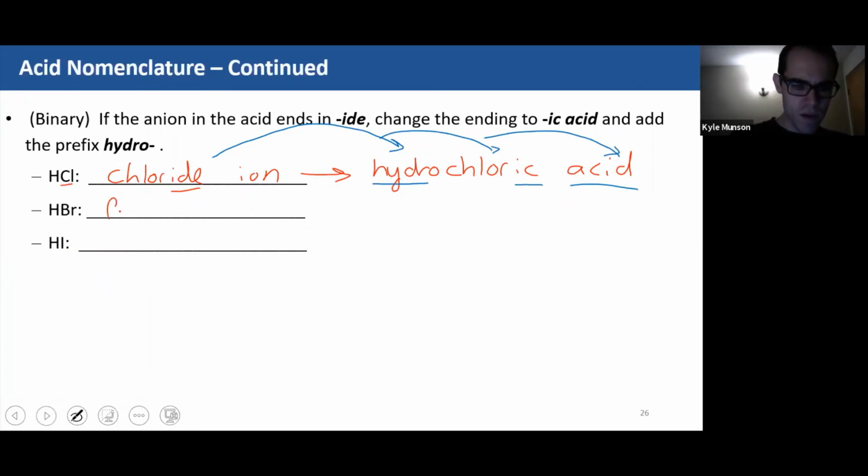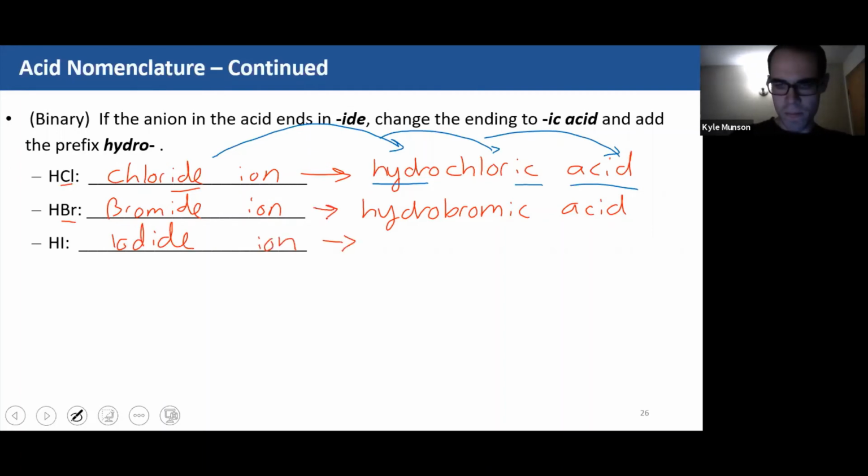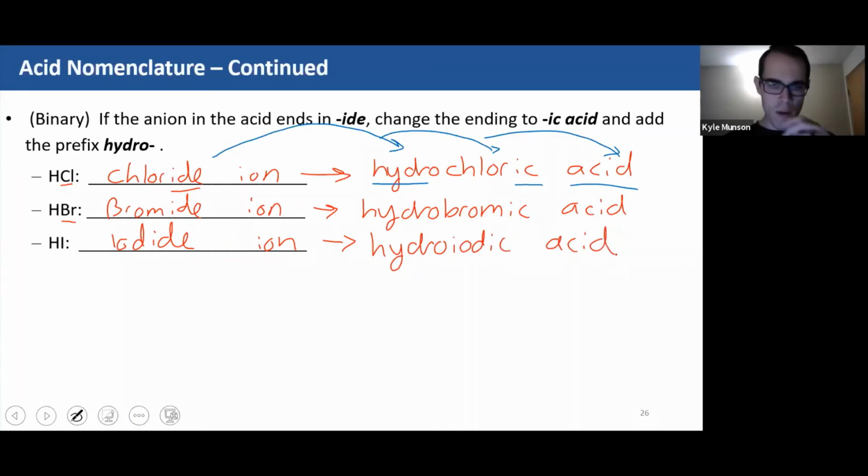So this is a bromide ion right here. So this is going to be hydrobromic acid. Okay, so I think you're getting the idea. This is iodide. So this is now hydroiodic acid. All right, so that's for binary acids. That's the rule, okay? A little bit different than with oxyacids.